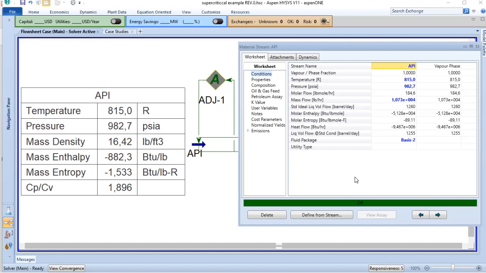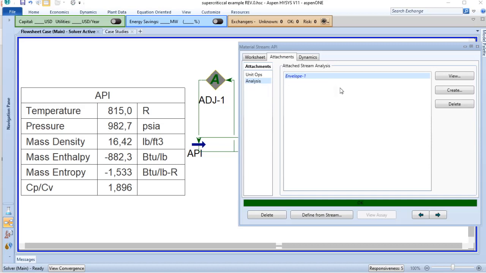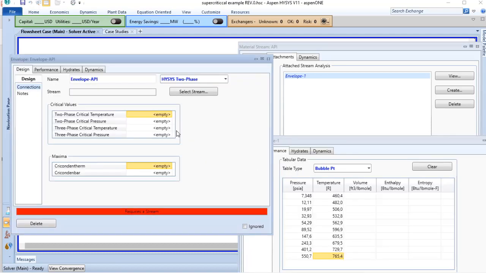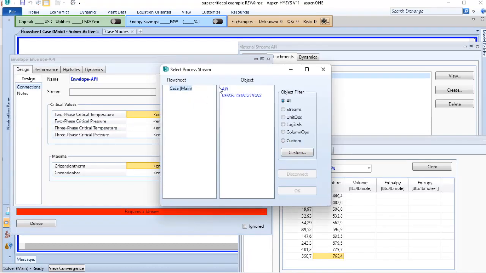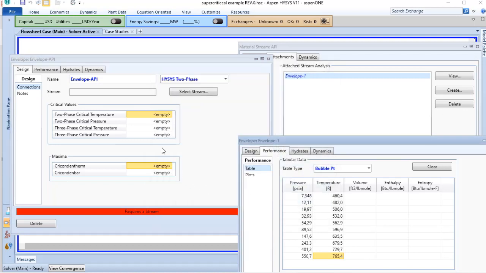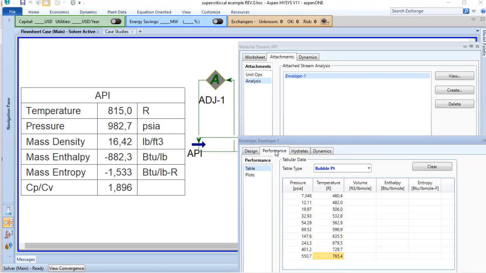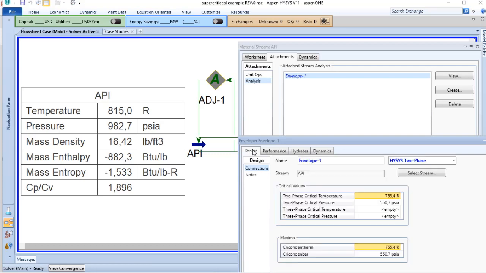First thing is to find the critical point of this stream. We already have that, but if you don't know how to find it, you just need to go to Attachments, go to Analysis, Create, Envelope, Add, and with that, you will choose your stream and click on OK. When you do that, you will open this window with Envelope, and if you go to Performance, you can see the last values. They are the critical points, or in the Design tab, you are also able to see the critical temperature and critical pressure.